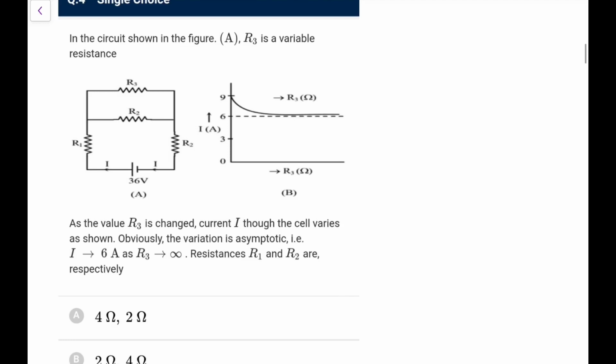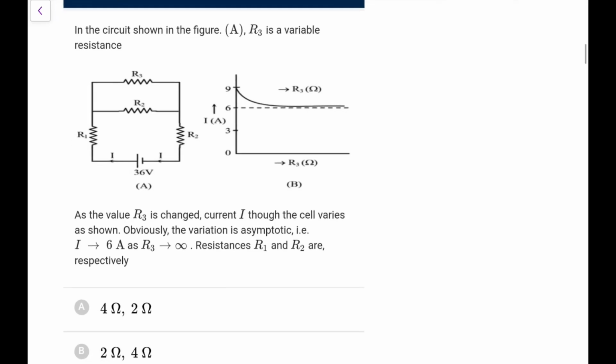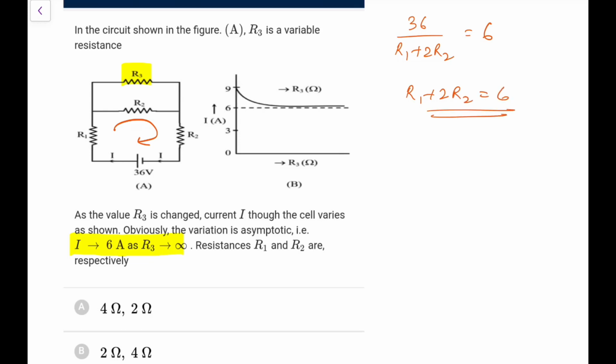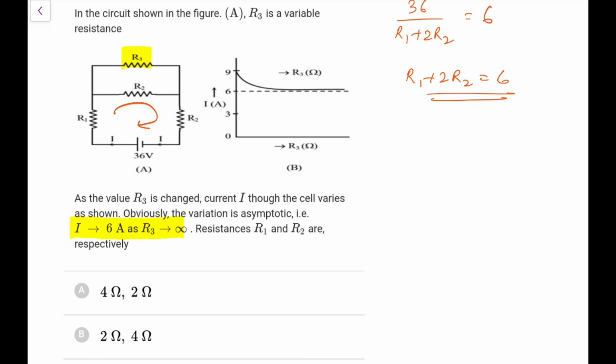Next, in the circuit shown in the figure, R3 is a variable resistance. As the value of R3 is changed, the current I through the cell varies as shown. The variation is asymptotic: I approaches 6 as R3 approaches infinity. Resistances R1 and R2 are to be found. When R3 approaches infinity, no current goes through it, and it is simply a single loop. So 36 upon R1 plus R2 plus R2, that is R1 plus 2 R2, is equal to 6. That is the first thing we have.